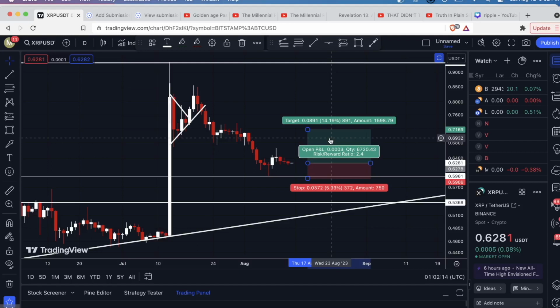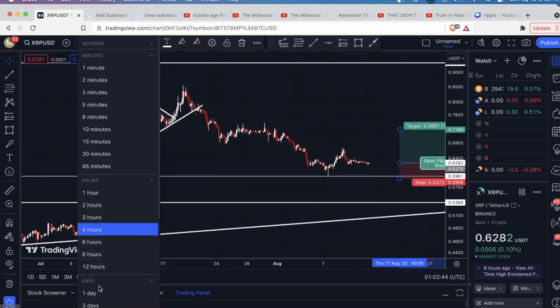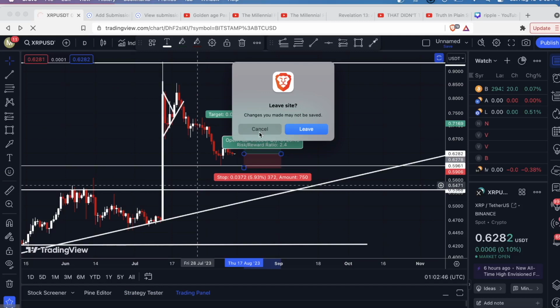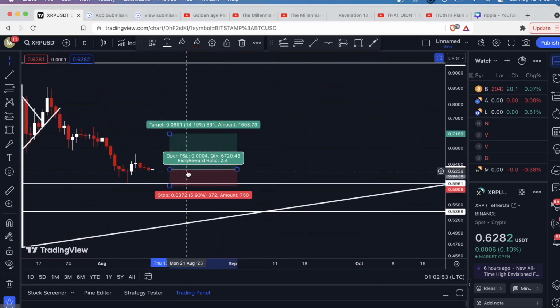We would risk 5.93% on the trade to potentially get 14.19% to the upside. So you would have to risk a lot on this trade, almost 6%. And that's because you're getting in up here and not down here, right? So it's up to you if you want to take that. I don't know if I'd take it; I'd have to take probably a pretty small position relative to my trading balance. I wouldn't want to risk that much on a large amount.